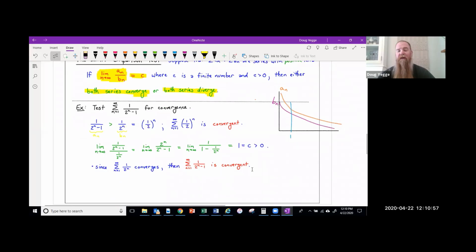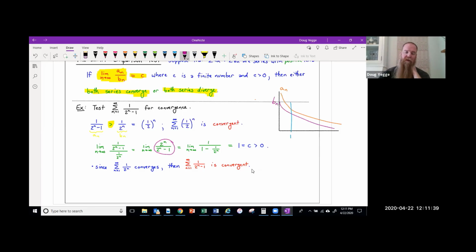So let's go ahead and compare this. Because the original series is larger than a convergent series, I can't really use the direct comparison test. So instead, look at what I do. I take the limit as n approaches infinity of the original series divided by the compared series. And now I do a little algebra. If I multiply by the reciprocal, I now get 2 to the n over 2 to the n minus 1. But if I plug in infinity, I still get infinity over infinity.